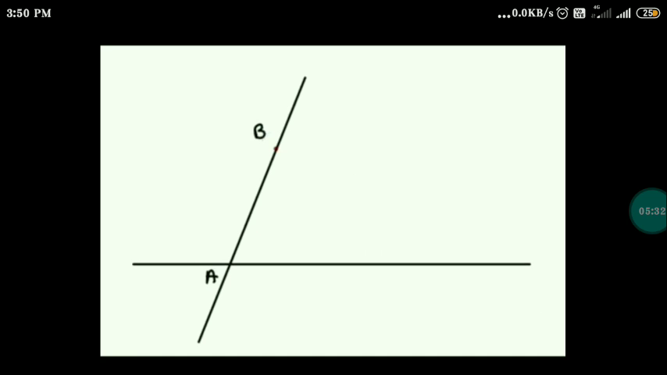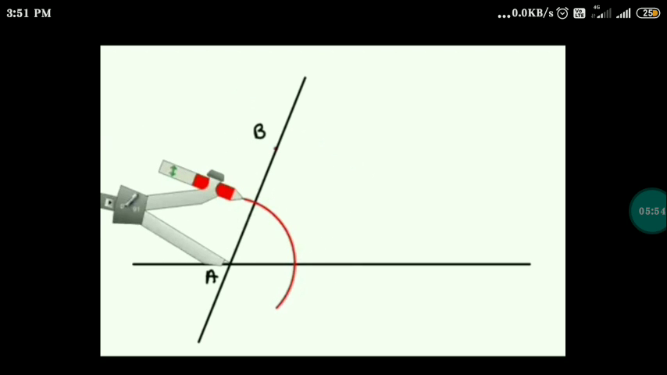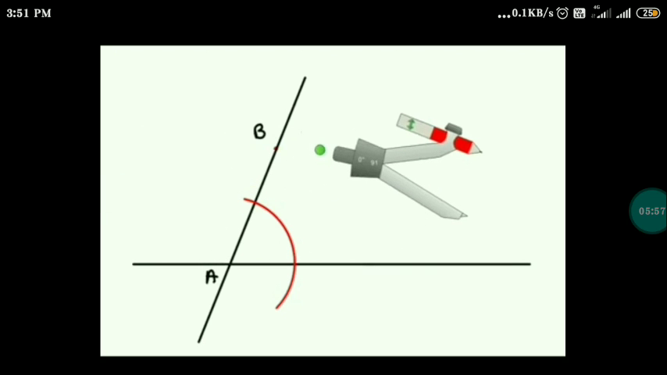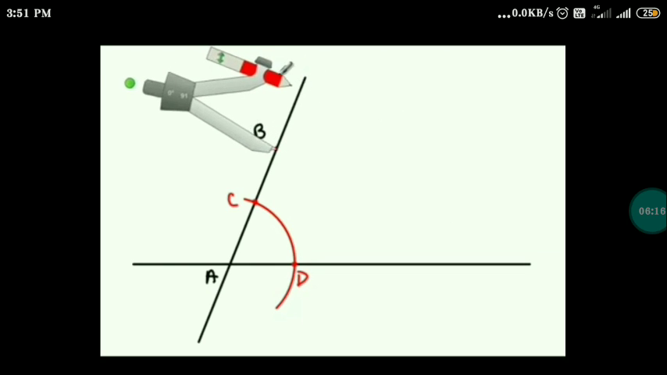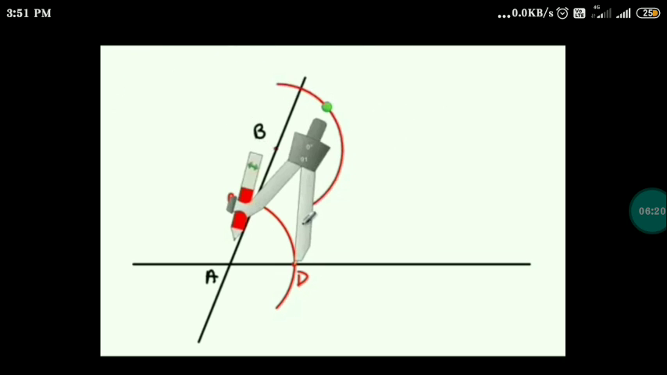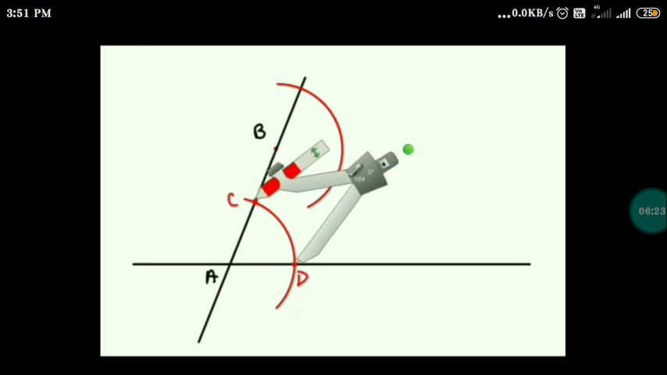Now taking A as the center, swing an arc which intersects both arms of angle A at points C and D. Open the compass to any radius and swing an arc which intersects these two arms of angle A at points C and D. That is C, and the next one is D. Now without changing the radius of the compass, taking B as the center, swing an arc which intersects line AB at point E.